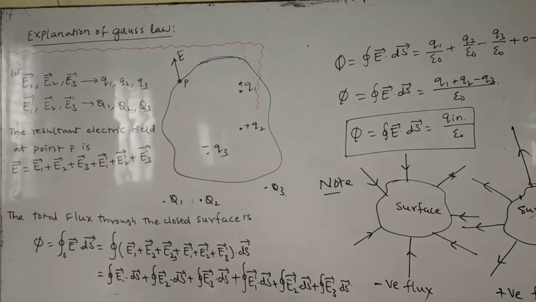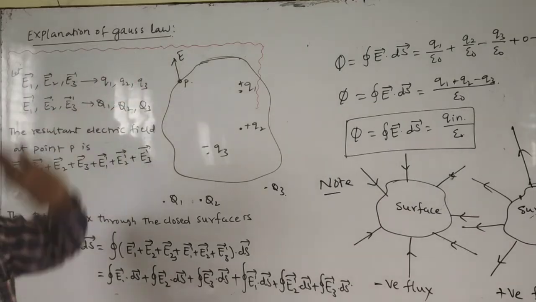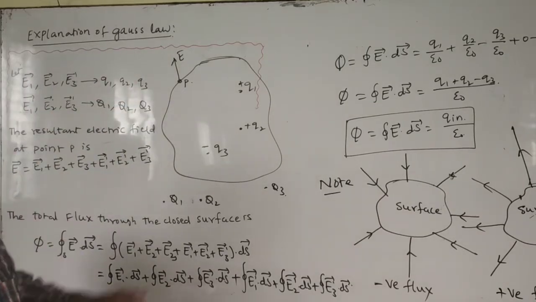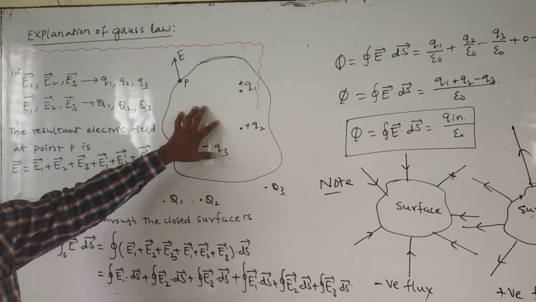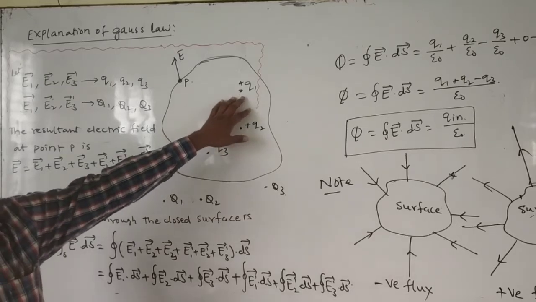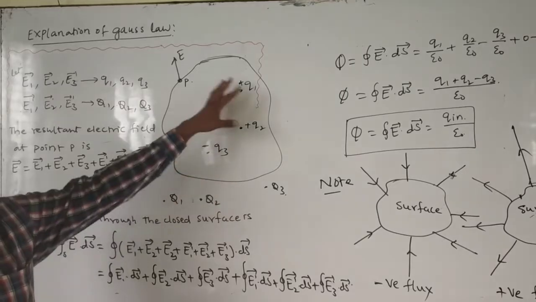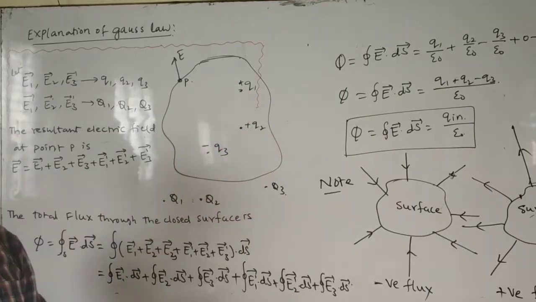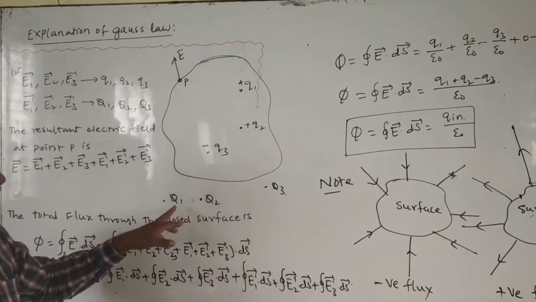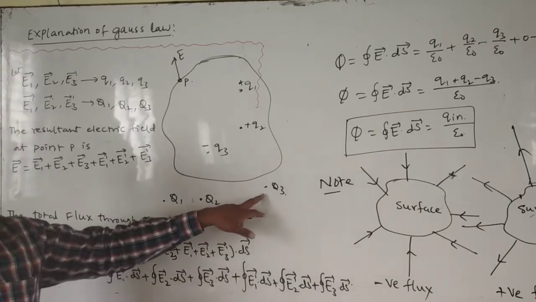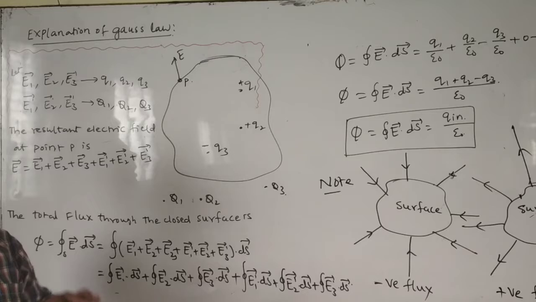Right. So, the expression for Gauss law. Consider three charges Q1 plus Q2 minus Q3 inside the Gaussian sphere, the Gaussian surface. And another three charges Q1, Q2, Q3 are outside the Gaussian surface.